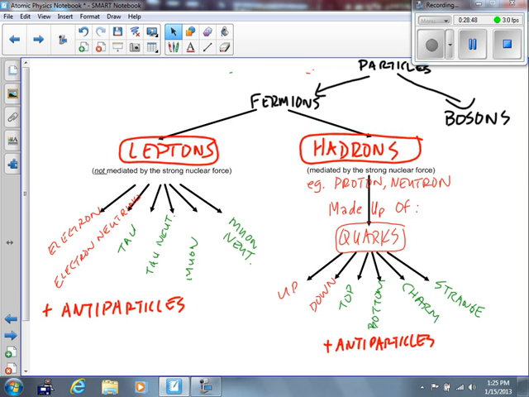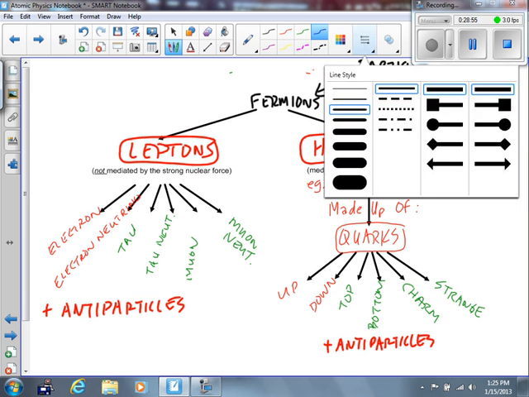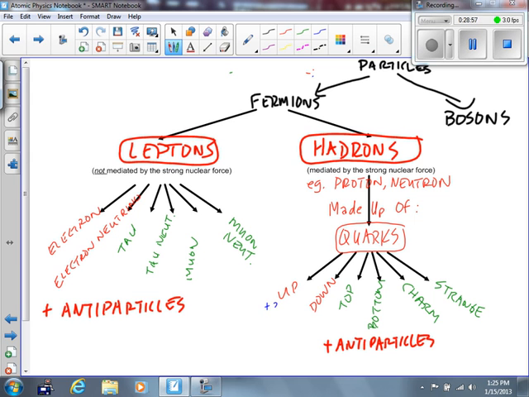Each of these has a charge. The charge of the up quark is plus 2/3 of the elementary charge. The charge of the down quark is negative 1/3 of the elementary charge. The charge of the top quark is plus 2/3 of the elementary charge. The bottom quark is negative 1/3 of the elementary charge.